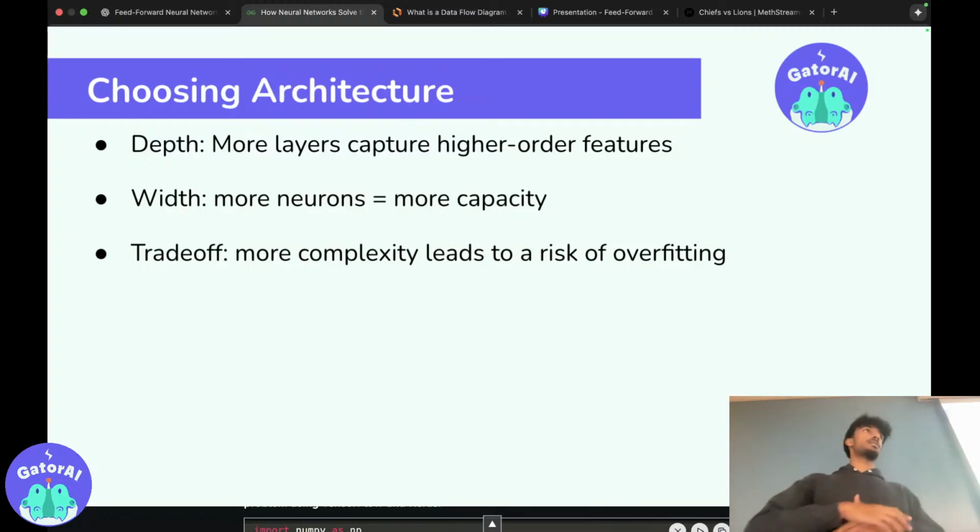And width, how many neurons there are per layer, increases the model's capacity to store information. So for example, can you give me an example of what a shallow model could learn, a simple relationship? Just anything, like 1 + 1 = 2.